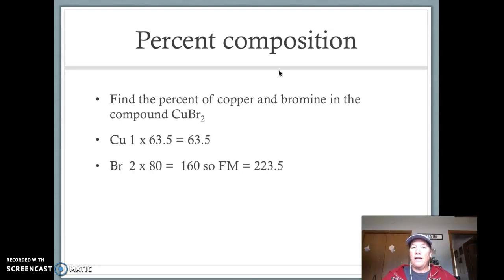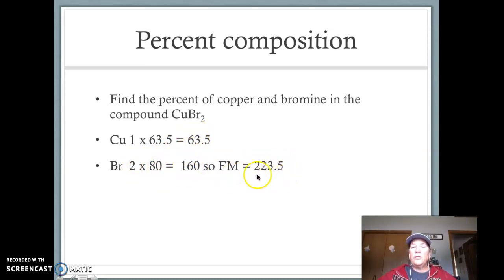Okay, you'd find the formula mass like we did before. We'd have one copper, and copper is a weird one. Its mass is 63.5. This one you don't round. There's a couple of them like that. Mercury is 200.5 and chlorine is 35.5. But again, if you have your app on your phone, it'll do this for you, so you don't have to worry about it. Okay. But anyway, I got 63.5, and then I have 2 bromine, and bromine's mass is 80. So that's 160. So when you add these together, you get 223.